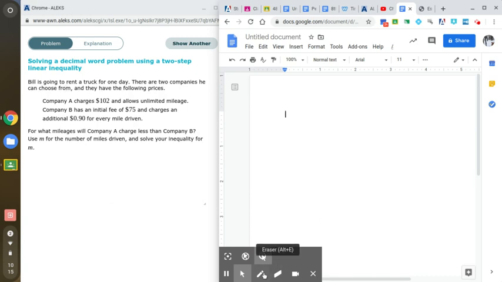So the first thing we have here is company A over here is going to charge $102 and it allows unlimited mileage. And this problem is all based off the mileage of the question. So are we ever going to have to pay more than $102 for company A? If you said no, you're right. We don't have to pay more than $102. So company A is going to be, and I'm going to mark it just with a big A, the max its equation would be $102. And notice I'm going to look at it from left to right here.